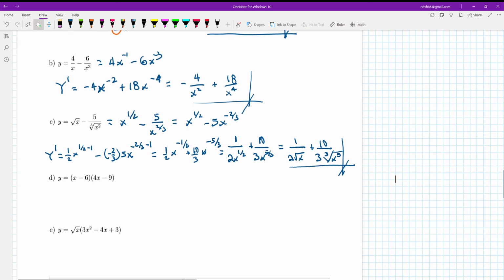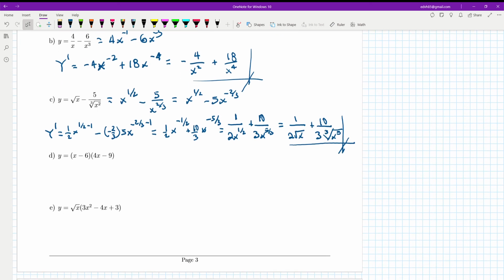Letter D, y equals x minus 6 times 4x minus 9. Well, I know what you might be thinking, because here we have the product of two functions. Maybe we find the derivative of the first factor, which is 1, times the derivative of the second factor, which is 4. Final answer is 4. Be careful here. In this case, that's not how we do it. Later in the semester, we're going to look at the product and the quotient rules and the chain rule and other rules to differentiate functions.